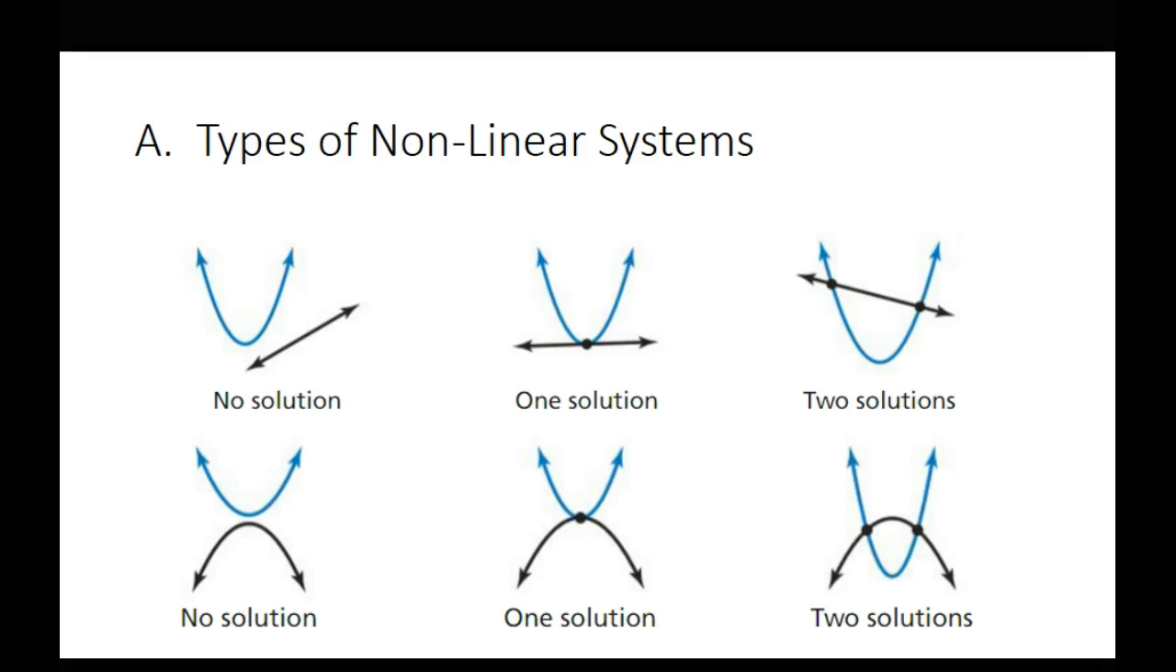Once again, systems of equations where you have two functions and we want to find where they're intersecting. So on the top row we have a quadratic or a parabola with a linear function, right? And those are your three possible outcomes. They may not touch at all. They may have one solution or two solutions.